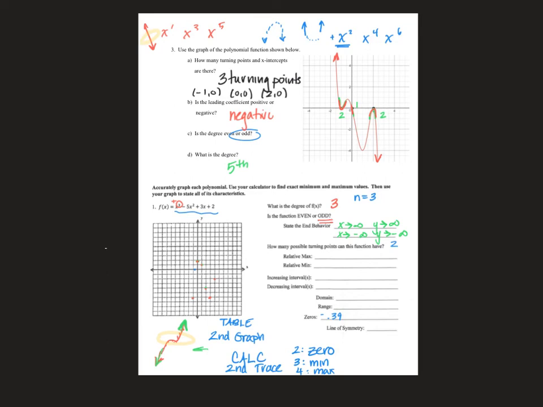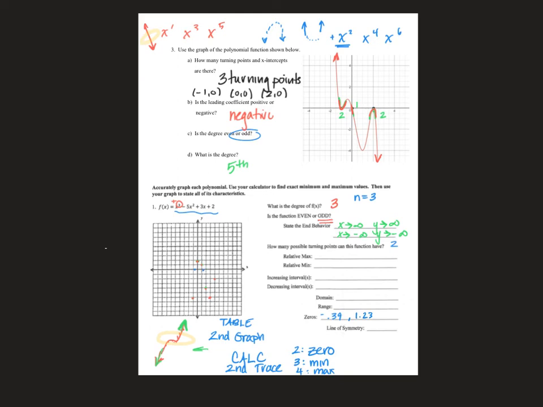If I push enter, it says 1.2271344. That would be my x. My y is 0. So let's round it again to the hundredths. So my second zero is going to be 1.23. So that'd be about here.